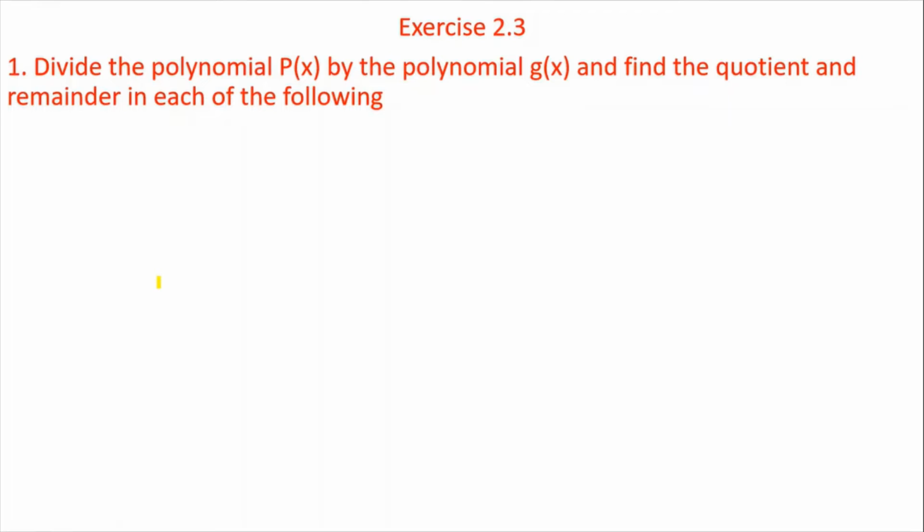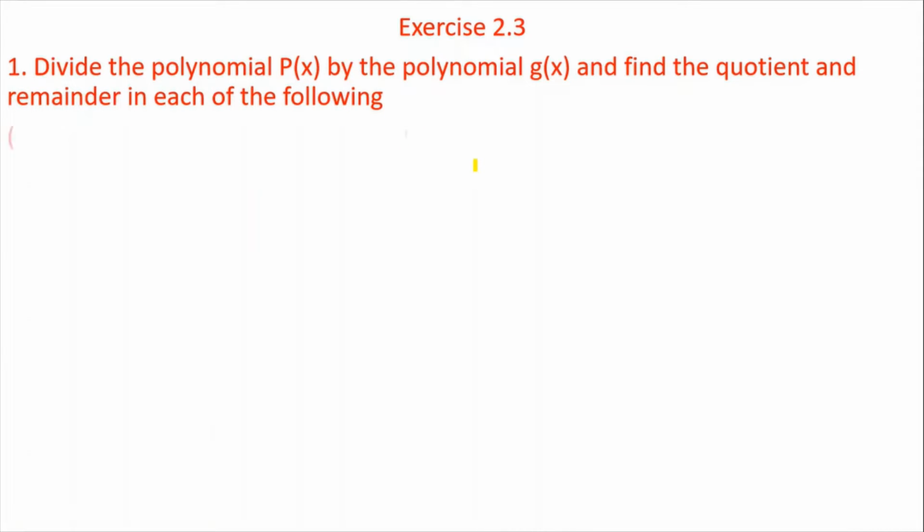Exercise 2.3. Divide the polynomial p of x by the polynomial g of x and find the quotient and remainder in each of the following. So in the question, they are giving two polynomials, p of x and g of x, and they want us to perform the division process, and we have to find what is the quotient and what is the remainder in each of the following.